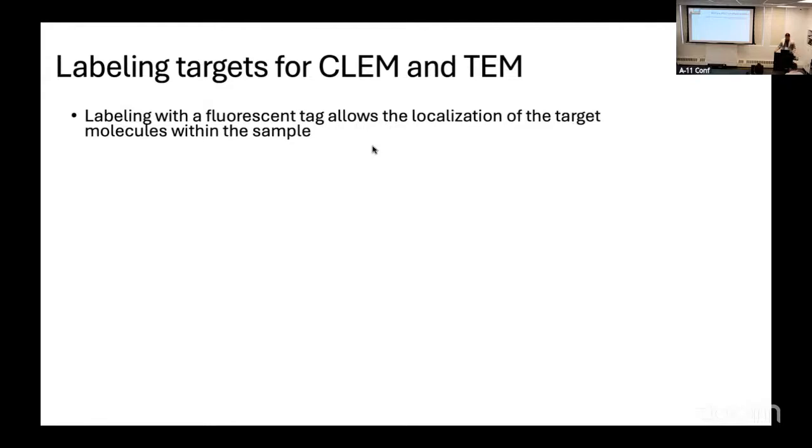So, labeling. Once you have the sample frozen, you have to be able to know where you're milling, unless the sample is everywhere. If you freeze yeast, it's just everywhere and it doesn't matter where you mill. But you have to know where your target is. Say I'm looking at some adhesion complexes. I need to know exactly where they are, otherwise I'll be milling lamella that are useless.